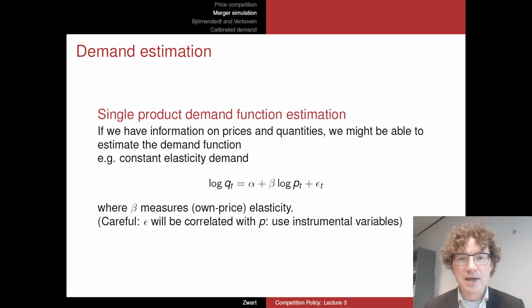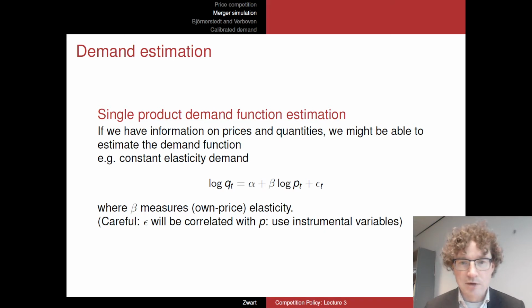And you know that this beta parameter here will in this case exactly measure the derivative of log of quantities with respect to log of prices, which is the elasticity, right? That's what elasticity essentially is. So beta here measures what market elasticity is, and that's precisely what we would like to know.